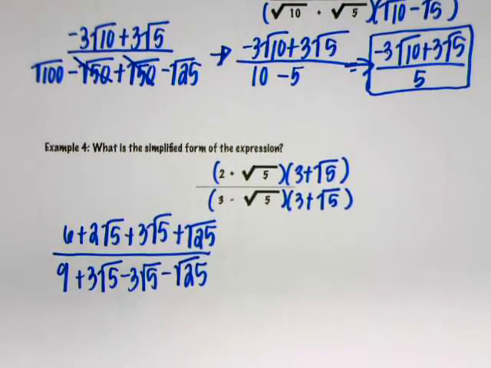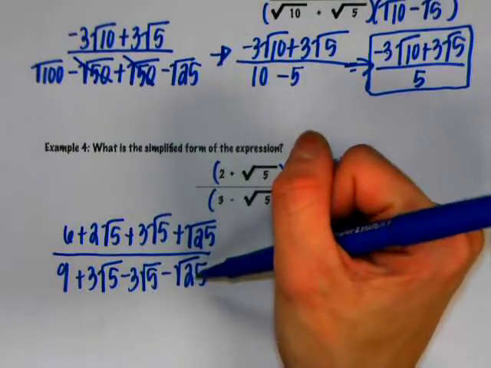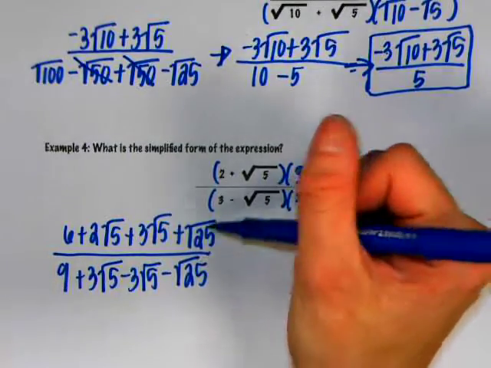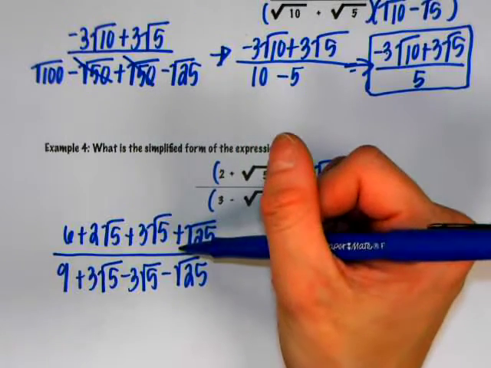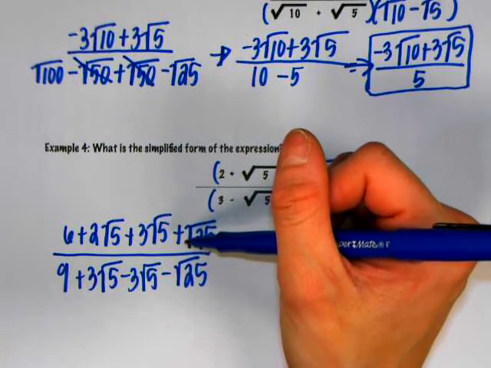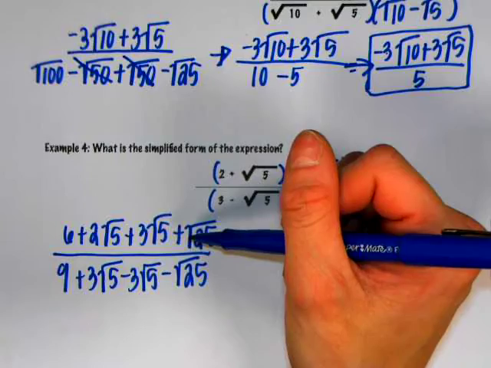It is important to note here that you cannot just randomly cancel stuff out vertically, like the radical 25s. No, you cannot do that. You can't do that if there's addition and subtraction in your problem. Only if it's all being multiplied together can you cancel stuff out, okay?